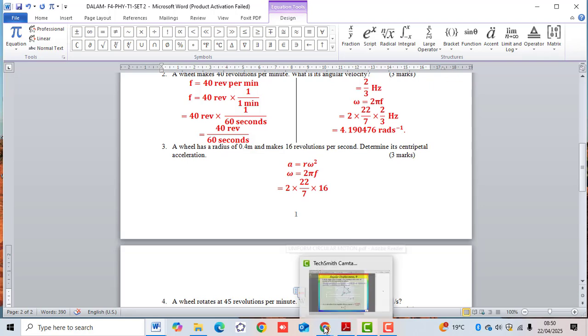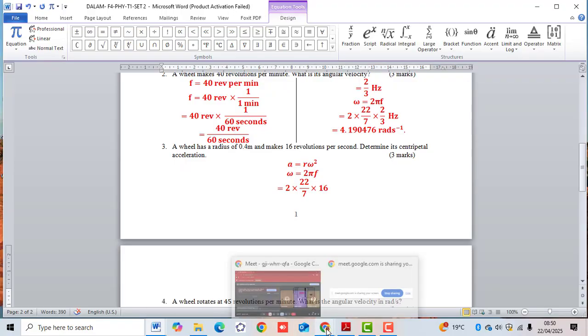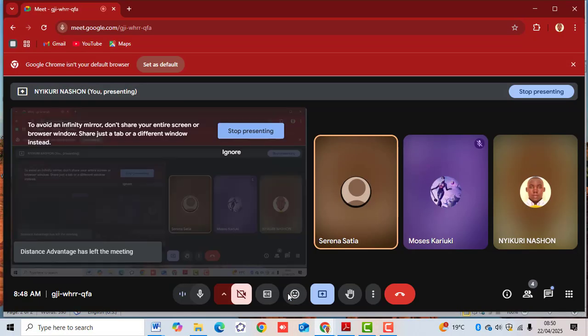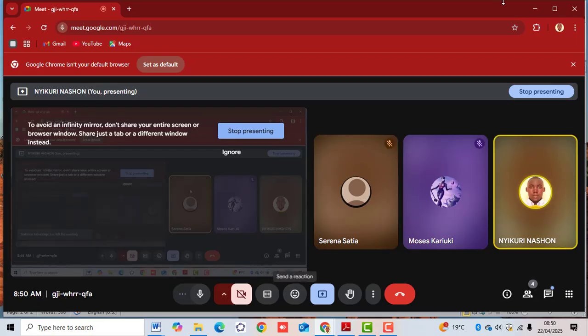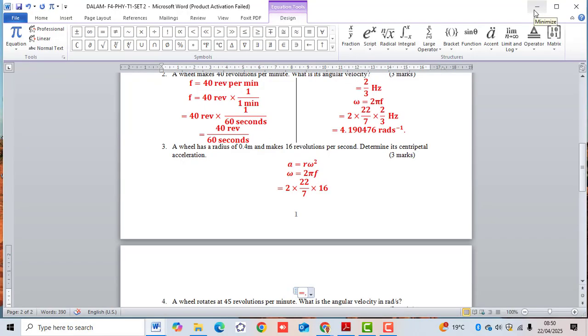Kariuki, if you have a calculator near you, what do you get? Moses? Serena, save us so that we save time. 100.5714, 571 like this. And that is our omega.